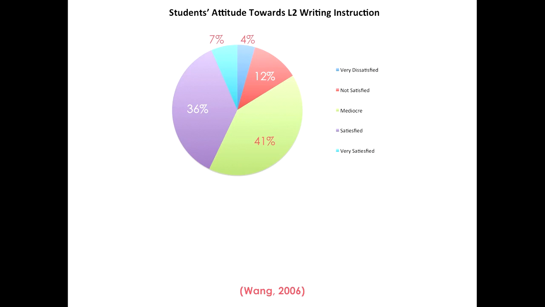And now let's have a closer look at Shanghai Jiao Tong University's survey in 2006 conducted by Wang Yi. The pie chart represents students' attitude towards the L2 writing instruction they have received. The green piece, which stands for mediocre L2 writing instruction, can be interpreted as dissatisfied because the survey is not anonymous and the students might not want to offend their teachers. Then actually 57% of students are unsatisfied with current L2 writing instruction.